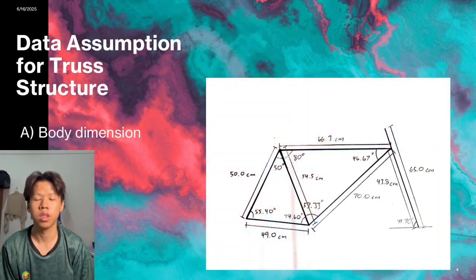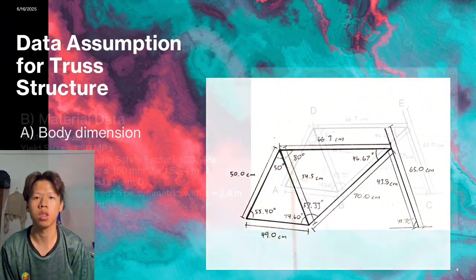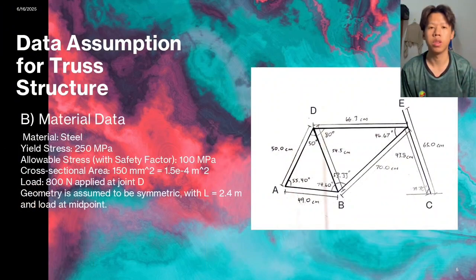For this part, this is the data assumption for the truss structure. The diagram shown below is the body dimension. We assume that the material used is steel with a yield stress of 200 megapascal and an allowable stress with the safety factor of 100 megapascal. The cross-sectional area is equal to 150 millimeter square.